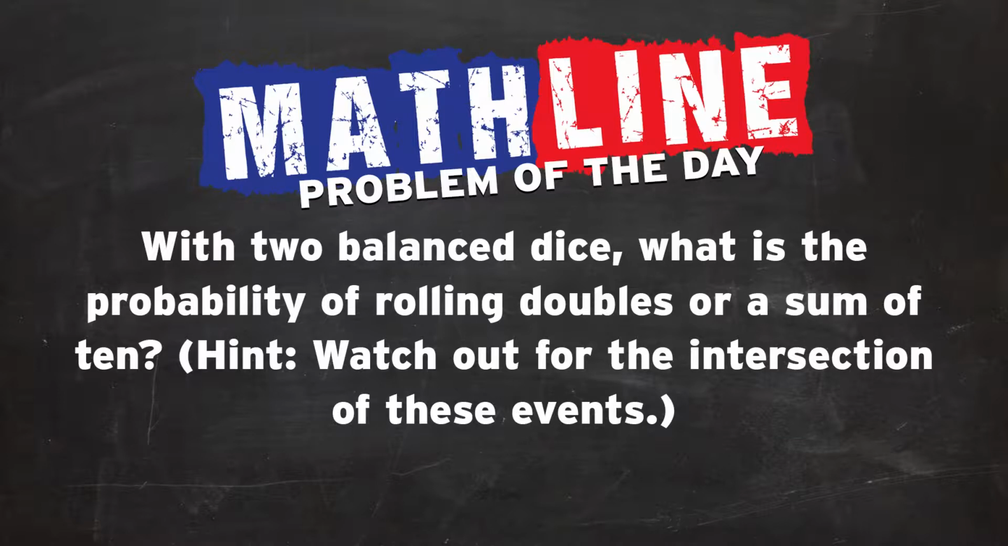With 2 balanced dice, what is the probability, that's a word that sometimes scares a lot of people to death, of rolling doubles or a sum of 10? And we got a little hint there. Watch out for the intersection of these events. So we're going to take 2 balanced dice, that means they're fair. What is the probability of rolling doubles or a sum of 10?